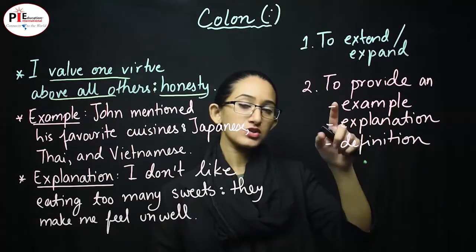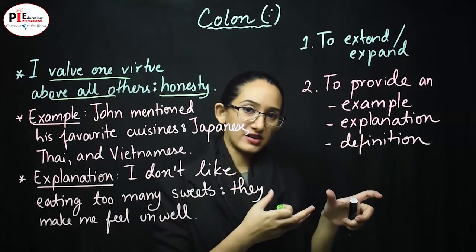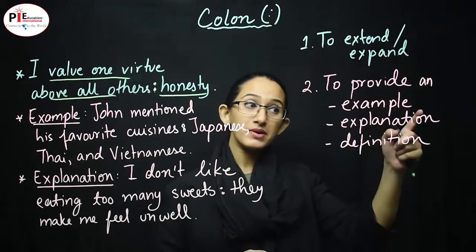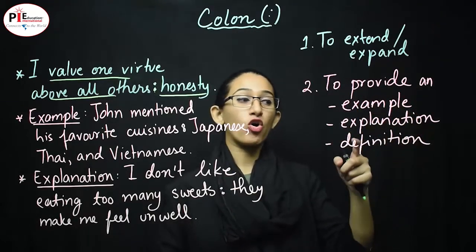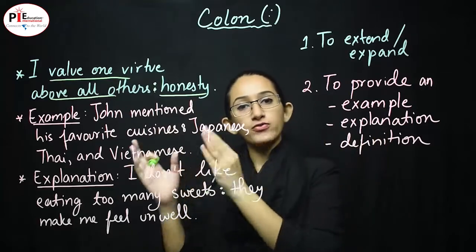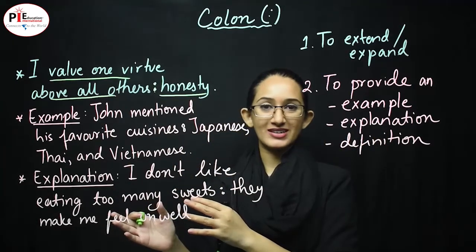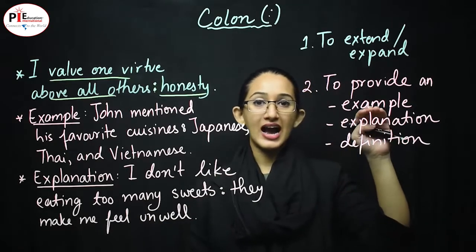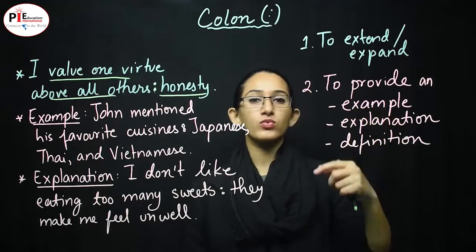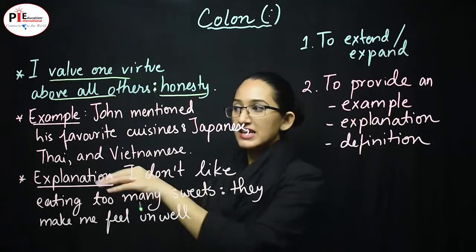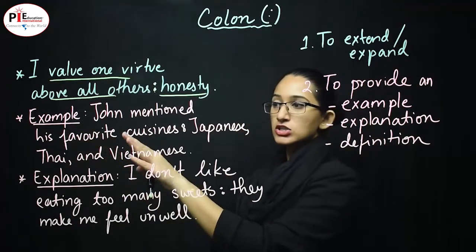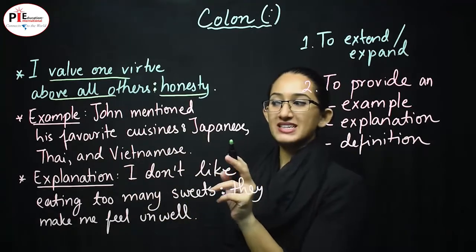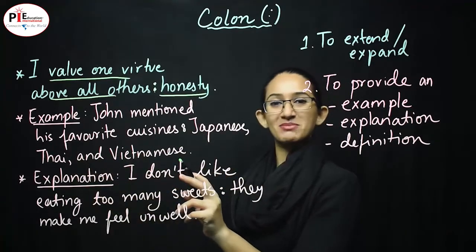Colons are used when the second part that is coming after the colon provides an example, an explanation, or a definition of the part that comes before the colon. Let's take a look at these one by one. Let's take a look at first how we use a colon before we set an example. Here we have a sentence. John mentioned his favorite cuisines: Japanese, Thai, and Vietnamese.